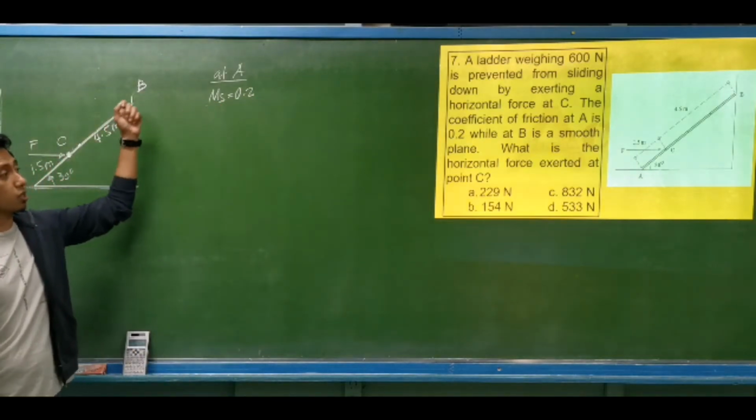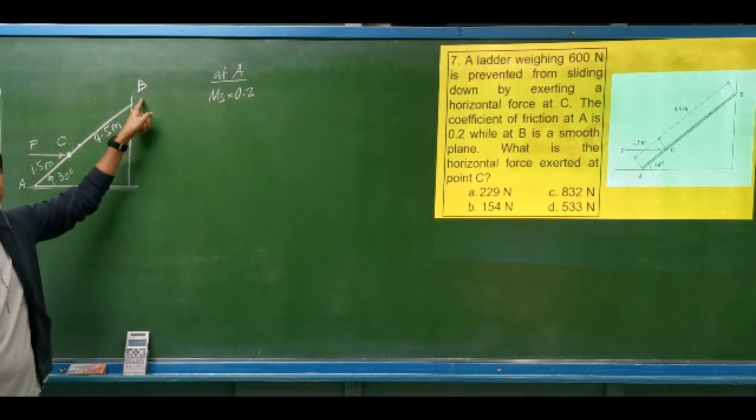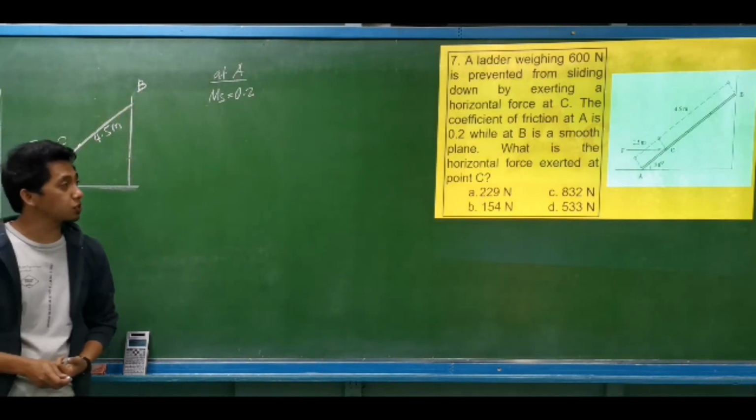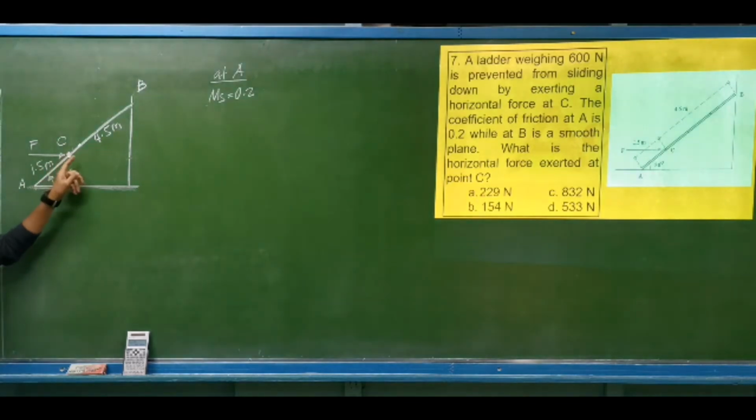While at B is a smooth plane. Therefore, there will be no frictional force at point B. What is the horizontal force exerted at point C?